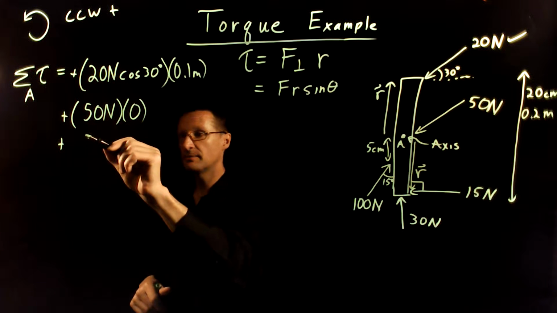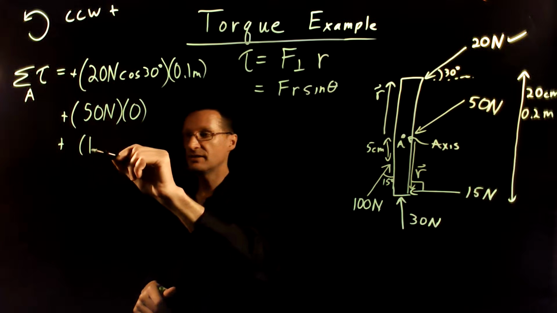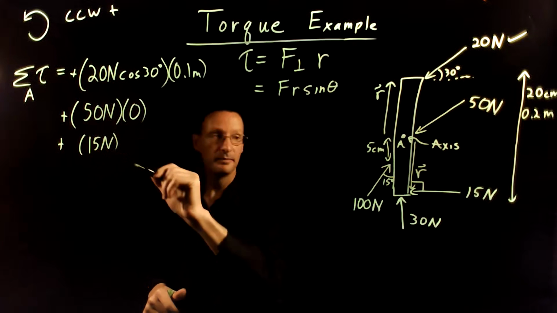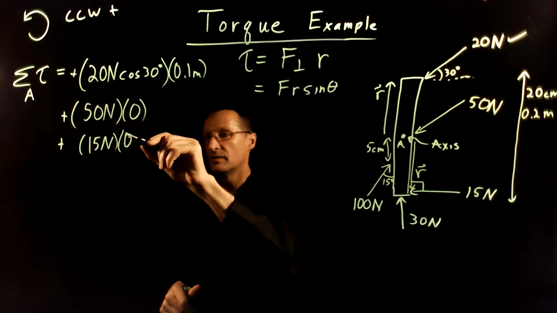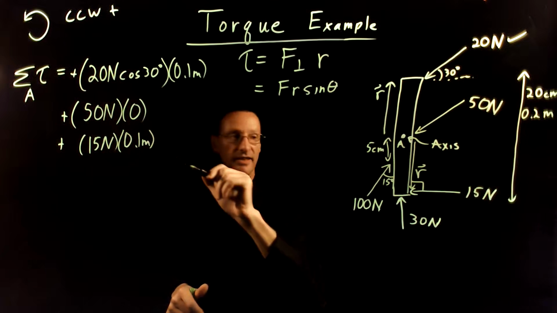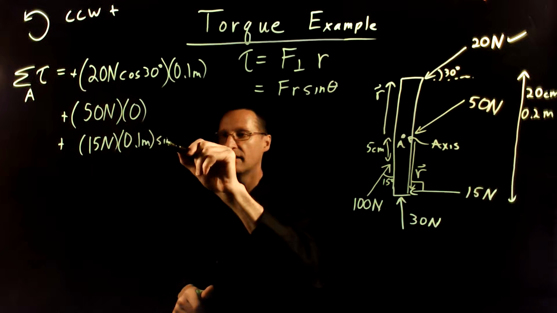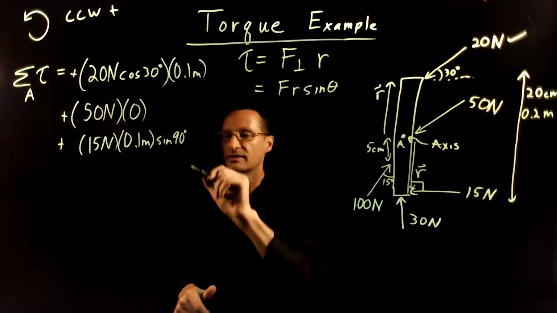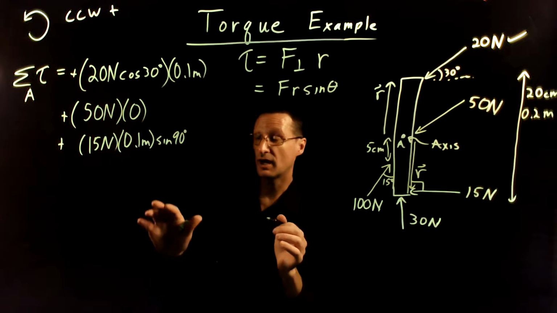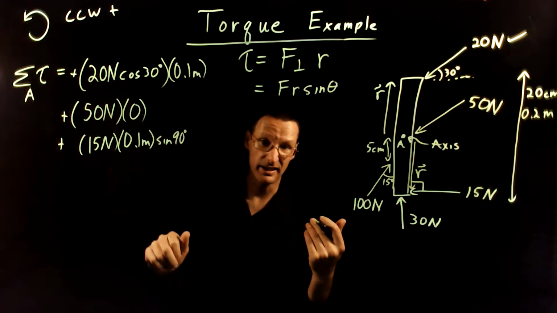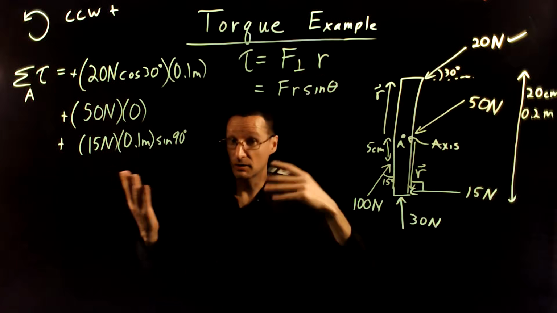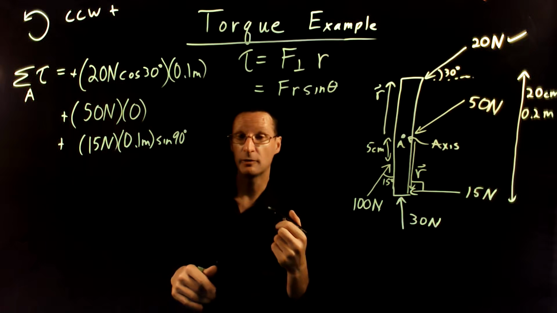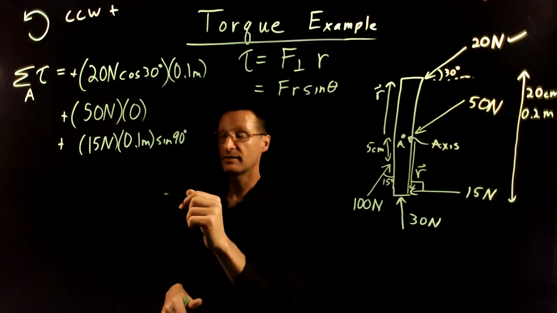So that's going to be F, which is 15 newtons, times R, which is 0.1 meters. And then the angle there is sine, that's 90 degrees. Sine of 90 is 1. So oftentimes once you get good at this, you'll just leave that term off. I could have used this one and noted that F and R are totally perpendicular to each other and just skip the angle, but I wanted to show you how to use both of these.